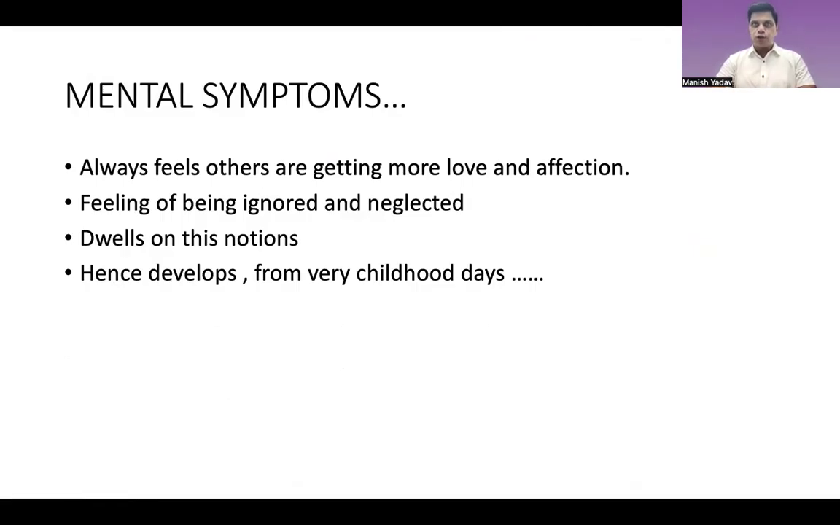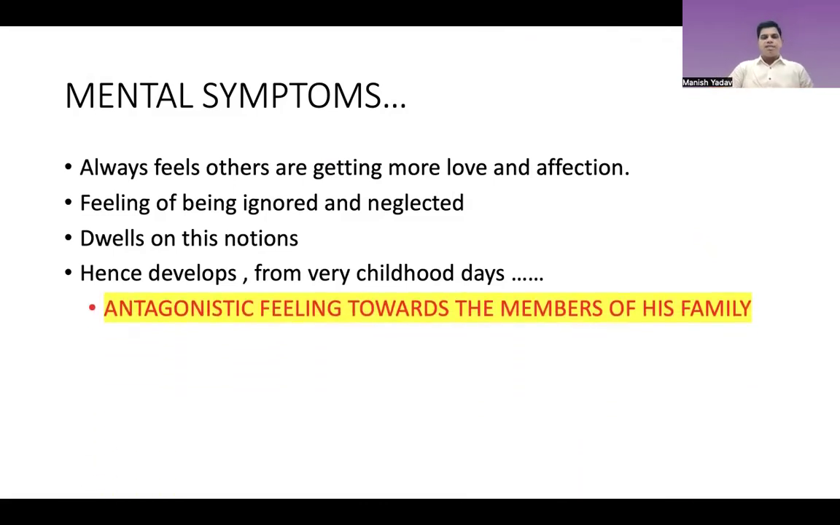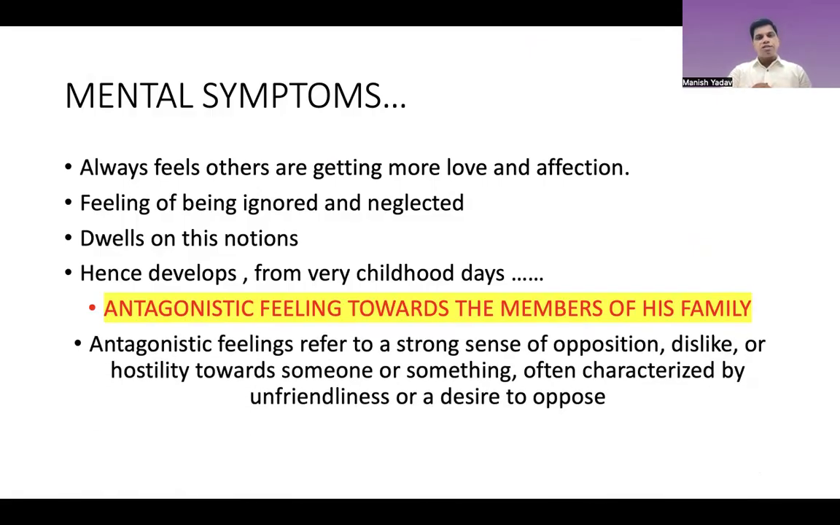So to try to understand the chronology, this feeling is harboring in them since childhood. So what happens? The symptom comes in: antagonistic feeling towards members of the family. Now, this is very common, right? Suppose I am a child and I have this feeling fixed in my mind that others are always being loved, others are always being cared for, I'm always being ignored, and I'm dwelling on it 24/7. What will happen? I will develop a kind of hatred or repulsion towards my family members. And the feeling is antagonistic towards the members of the family.